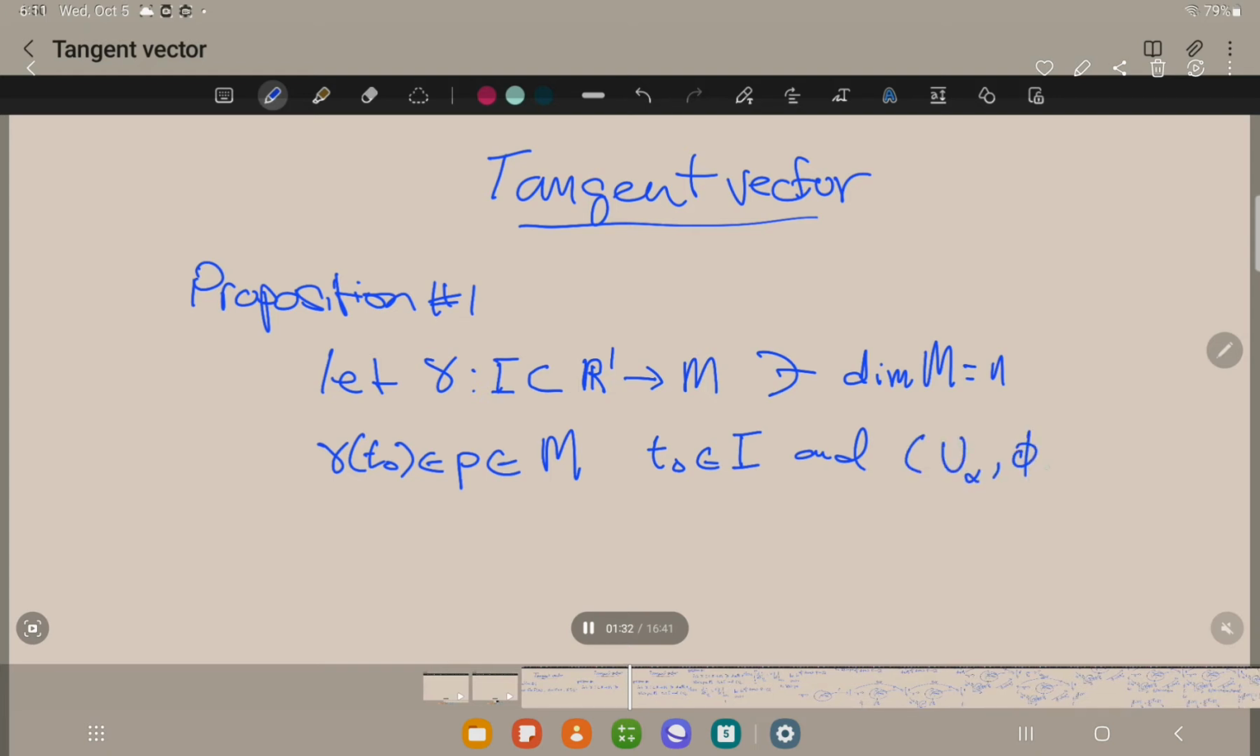And then the local coordinate chart is going to be U alpha. Well, U alpha is some open set in M. And then phi alpha is a vector valued function from M to Rn.